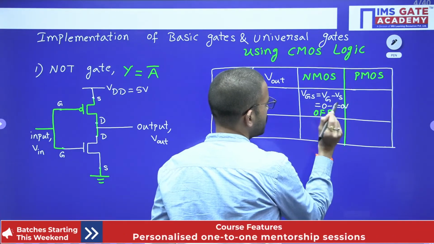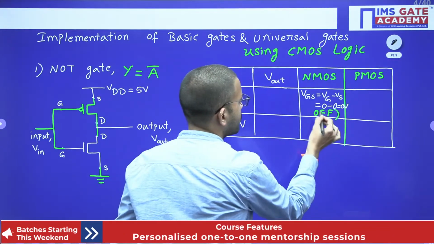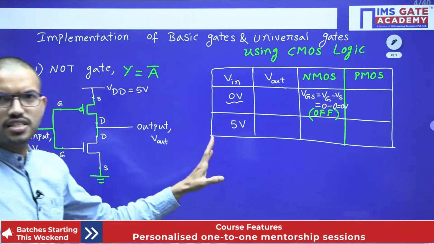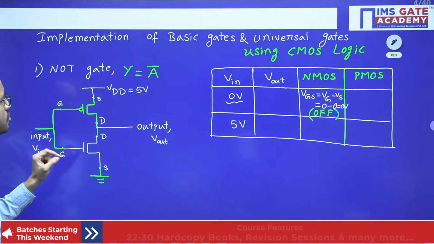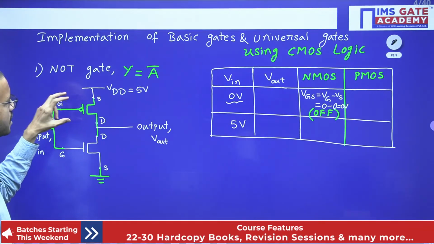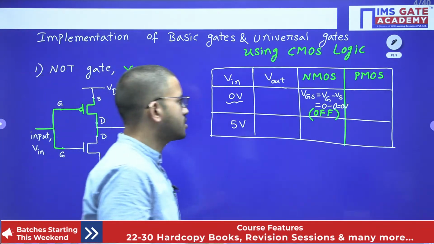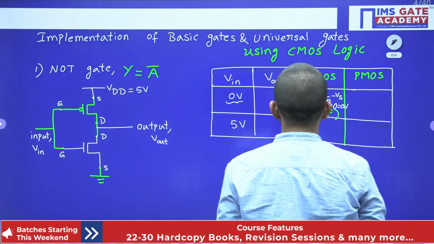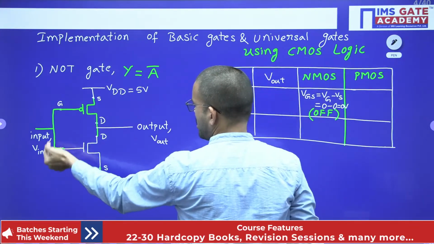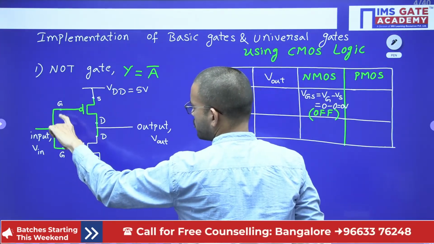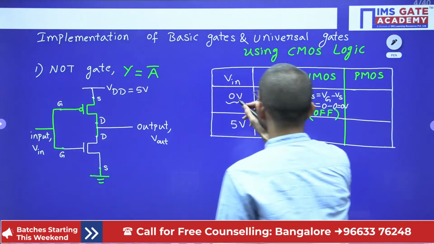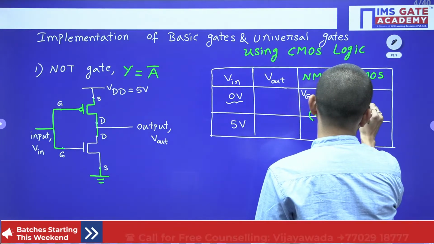NMOS transistor is off. Okay, I hope it is clear. Now let us try to understand what will be the condition for the PMOS transistor regarding VGS. Here in this case same, because both the gate terminals we have tied together and we are given the same input. So input voltage, gate voltage is 0.